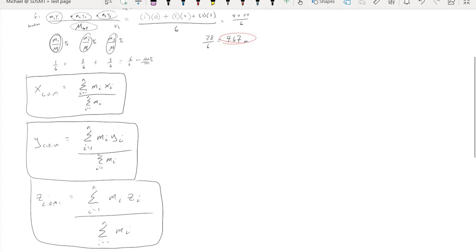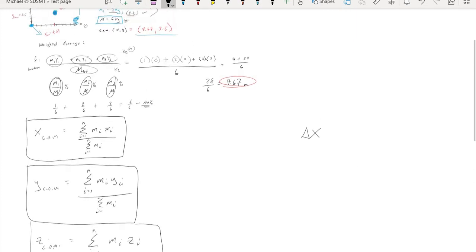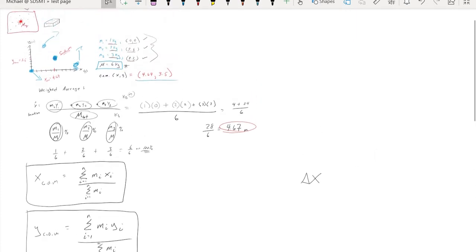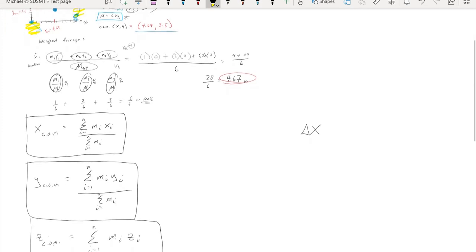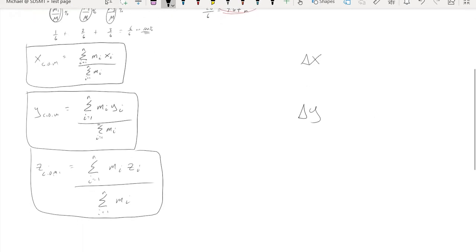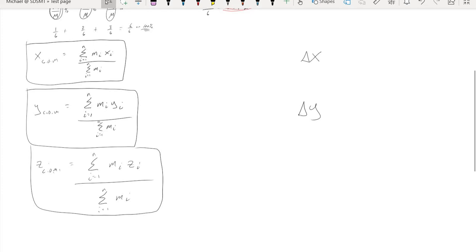So, can we say that each mass is changing its position along the x-axis if they're moving? And the answer is yes. Each mass could have some change in its value along the x-axis as it moves through space. Is it possible that each mass could be changing its position along the y-axis? Again, yes, that is a possibility. Is it possible they could be changing their position along the z-axis? Yes, they could.